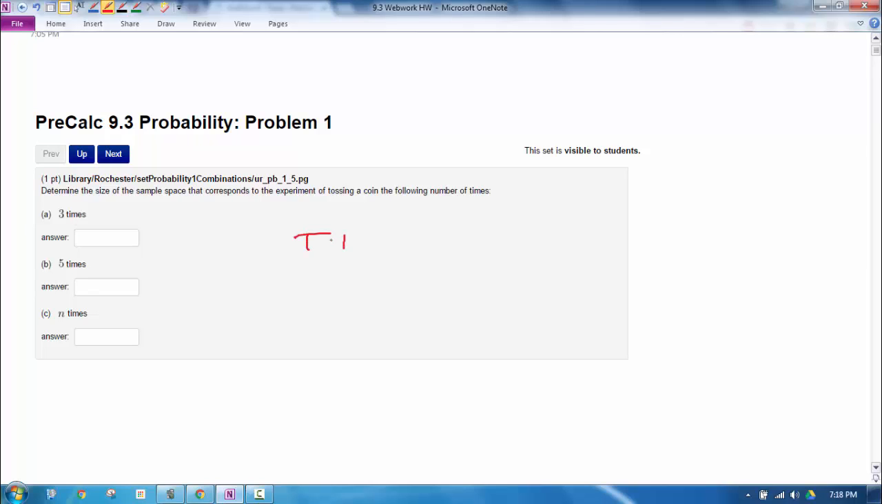You can start writing this all out, write the whole sample space out if you want. I mean, there's not that many here. You know, you can get true, true, true, true, true, false, true, false, true, and so on. You keep doing this. You're going to find there's 8 total possibilities.